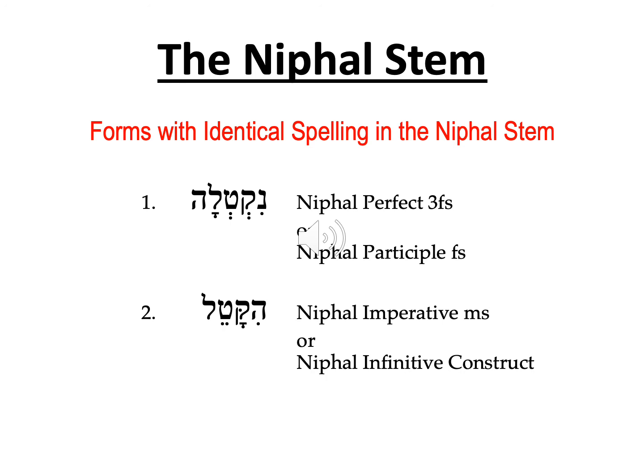Another identical form is the Niphal imperative masculine singular and the Niphal infinitive construct, both of which have the he prefix, the hireq plus the dagesh forte in the first root letter, with the qamets under the first root letter, followed by a tsere. These will be an issue in parsing, however, context and actual translation will tell you which is in mind.